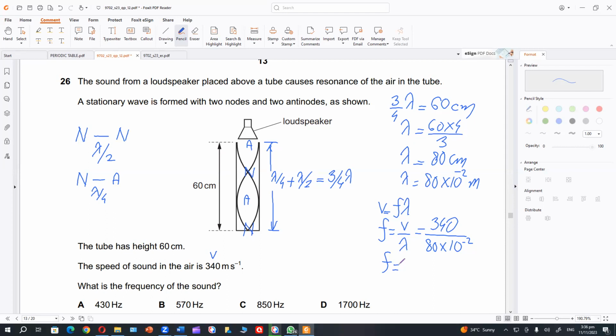It will be 425, and that's closest to 430. How much are you getting? 425.